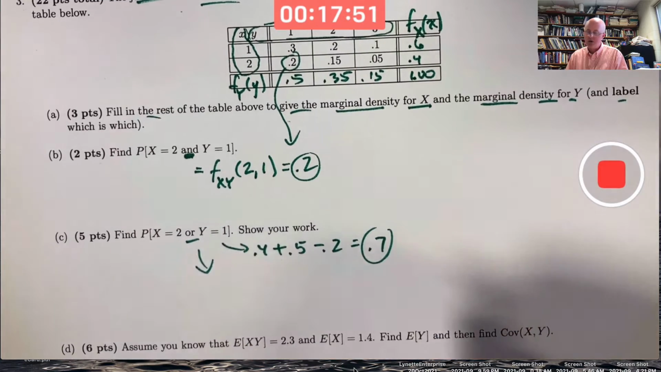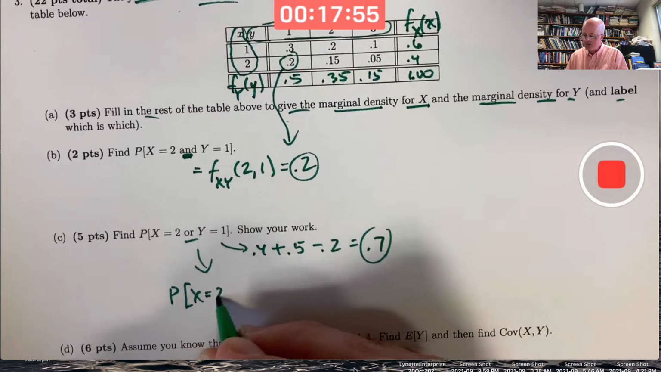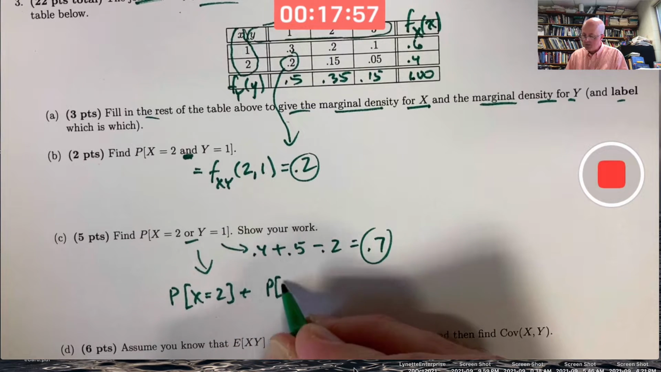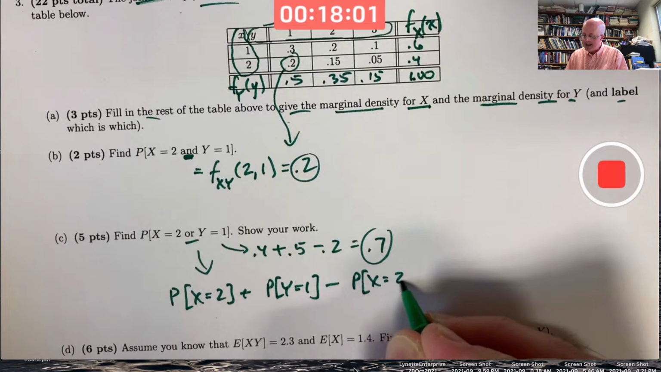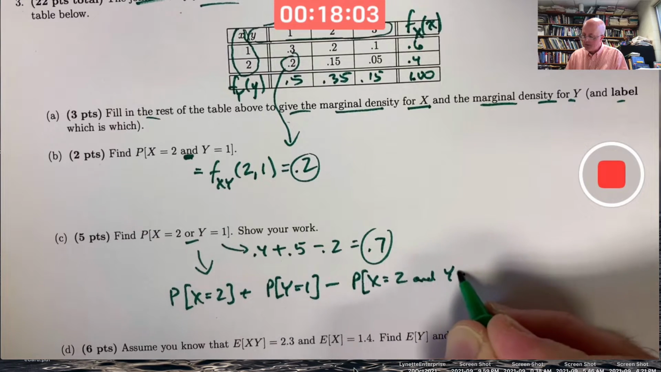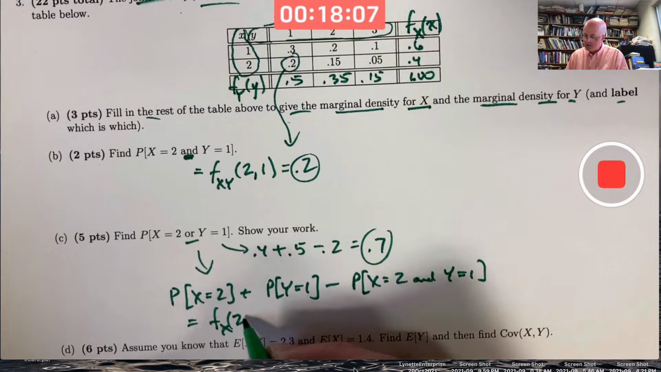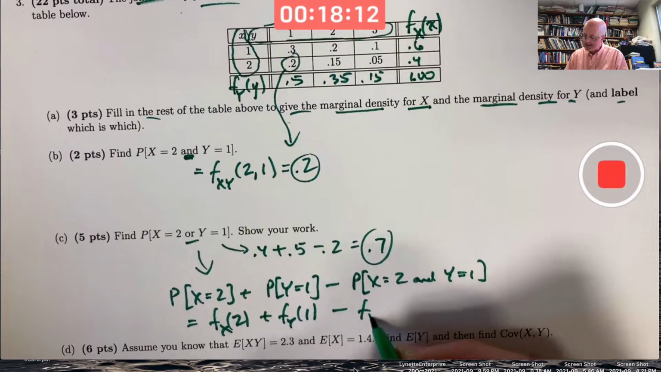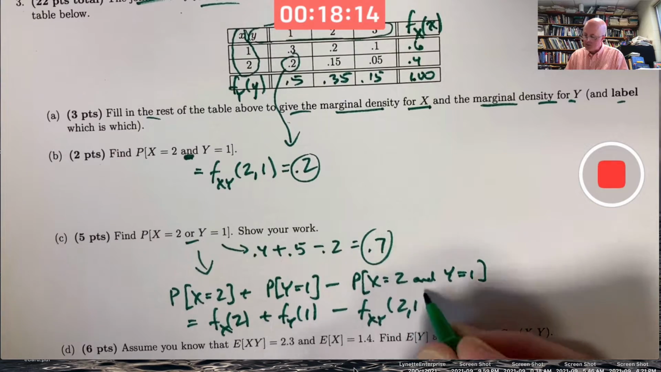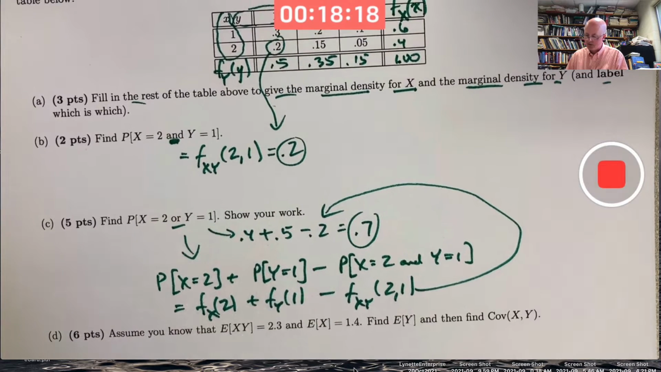Equivalently, we can think of this in terms of the general addition rule. We can think of this as the probability that x equals 2 plus the probability that y equals 1 minus the probability that x equals 2 and y equals 1. Really, the marginal density of x evaluated at 2 plus the marginal density of y evaluated at 1 minus the joint density evaluated at 2 comma 1, and it gives the exact same calculation here in the end. Okay, that's what we really did.